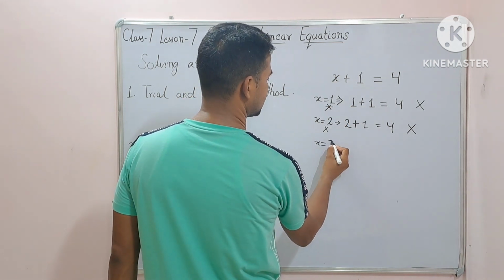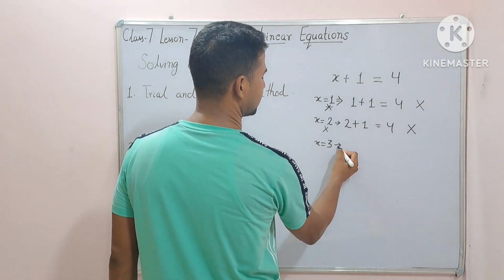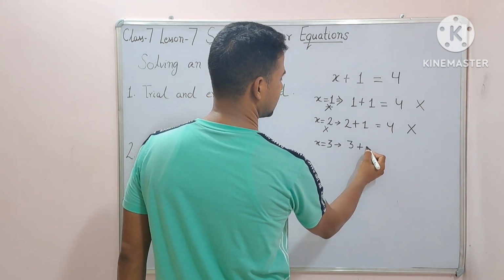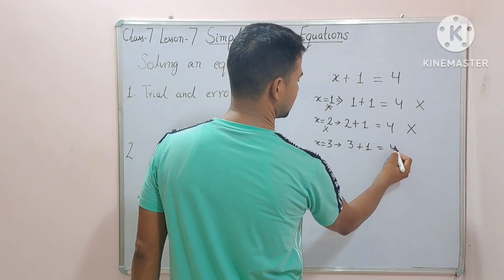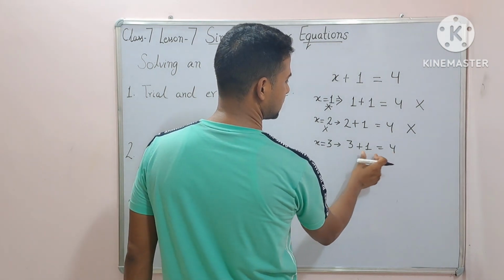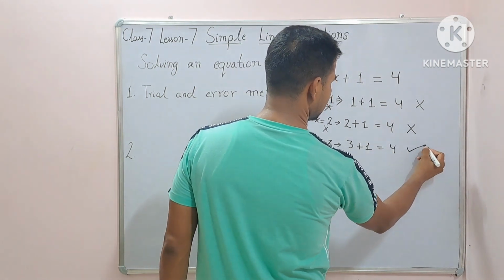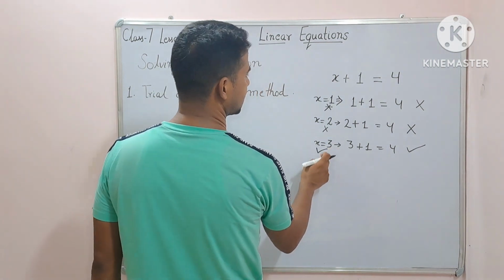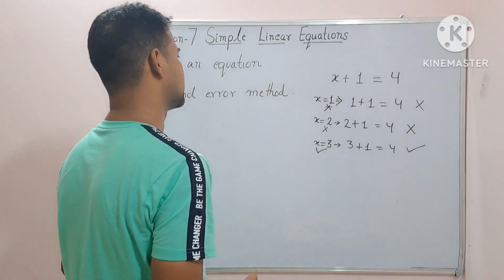Put x is equal to 3. Then 3 plus 1 is equal to 4. Here is 3 plus 1, 4. Here is 4. This is correct. Therefore, x is equal to 3 is the correct answer for this equation.